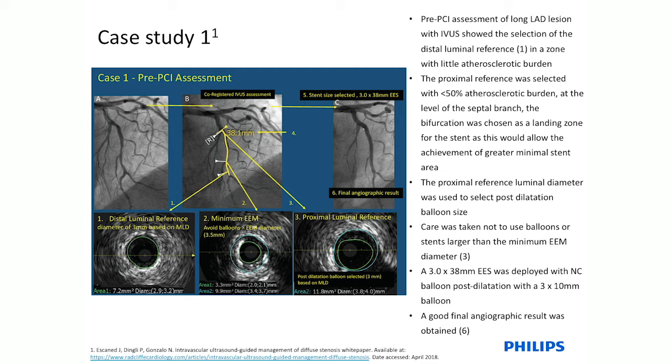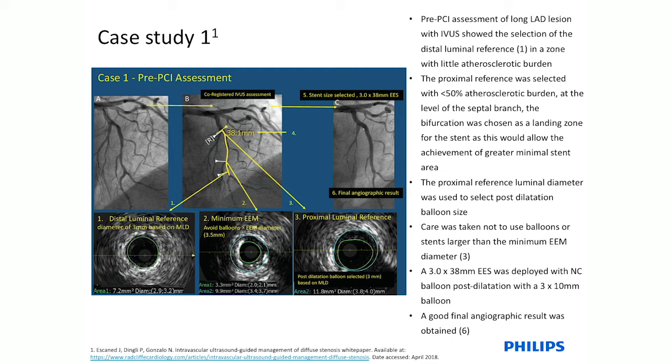In the proximal part, you can see that there was less than 50% atherosclerotic burden. So based on this information, we choose the stents using some landmarks that could be useful, like for example the septal branch. This is very important.